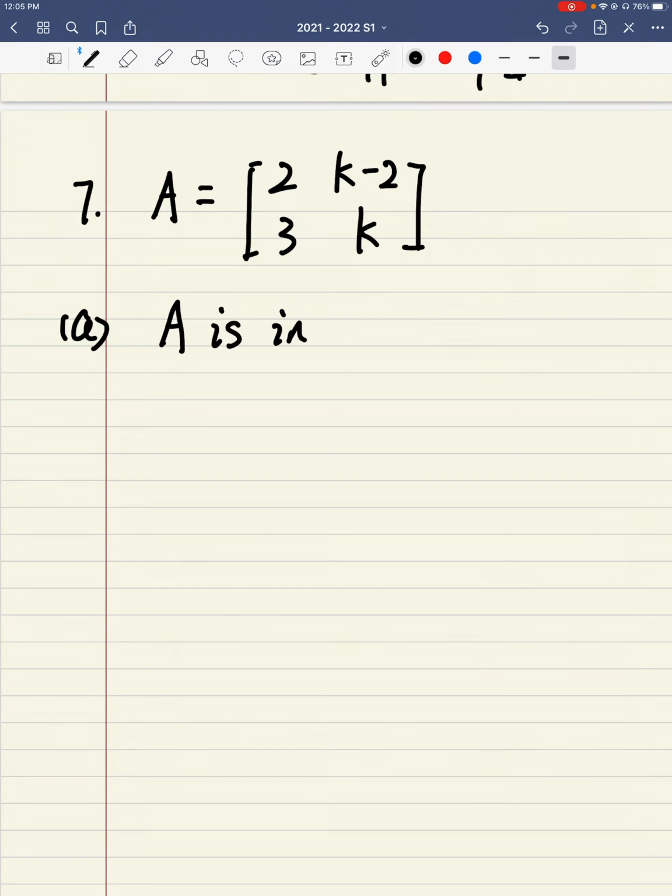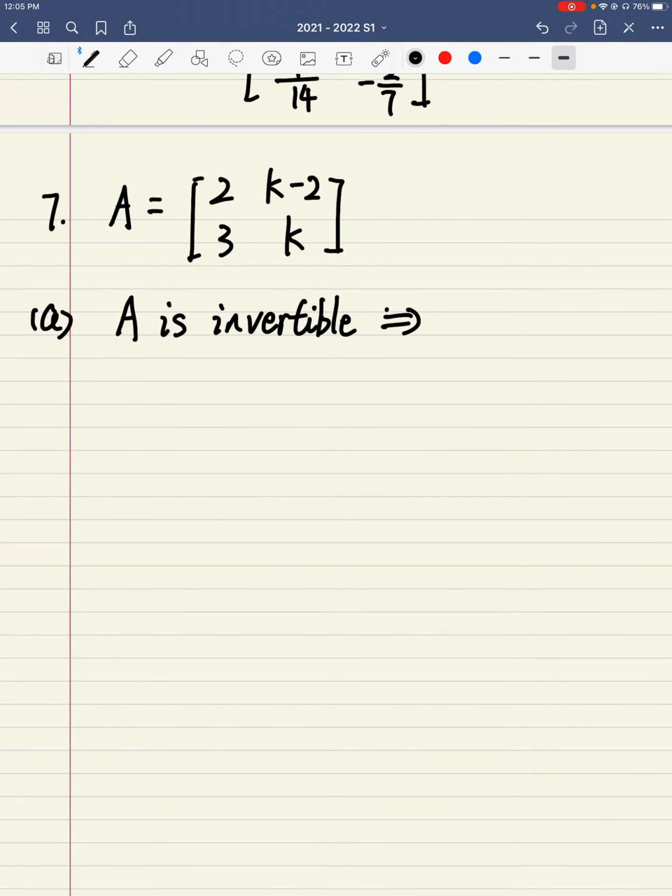A is invertible if and only if the determinant of A is not 0. This is always true, so we can just calculate the determinant of A. The determinant of a 2 by 2 matrix, again, this is only true for a 2 by 2 matrix.